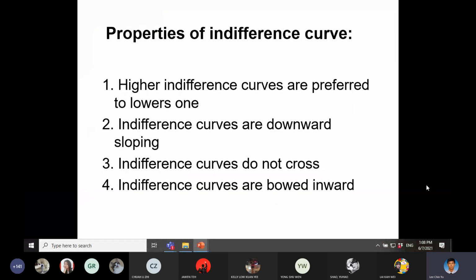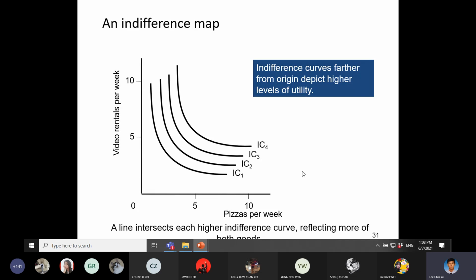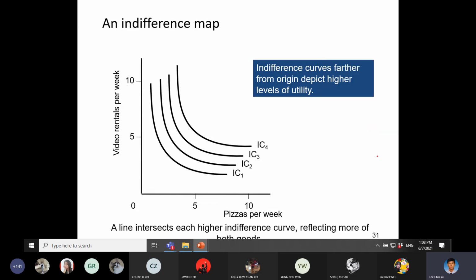you notice that the indifference curve that we're drawing is like this. You don't draw the indifference curve like this, because we said bowed inward. Some of you like to draw like this, a U shape. No, because we say downward sloping, bowed inward. We don't draw something like this. Drawing something like this means wrong, you are not fulfilling the properties of the indifference curve. So this is the thing we understand.